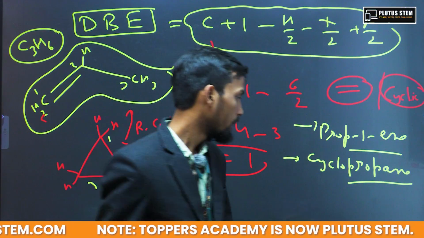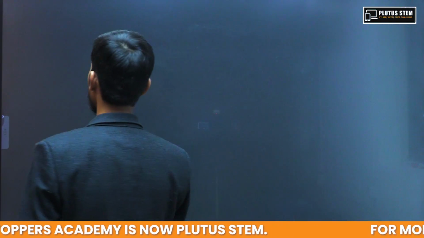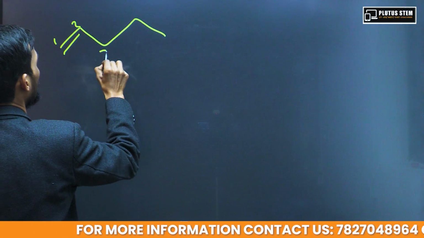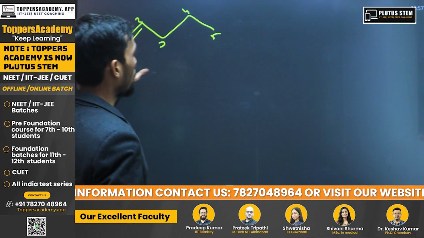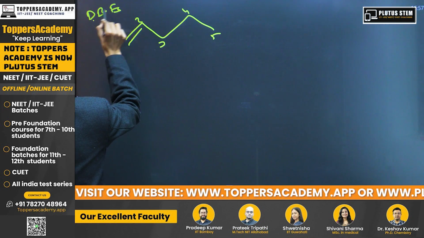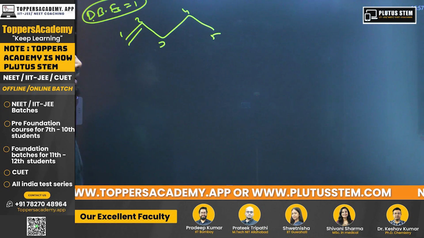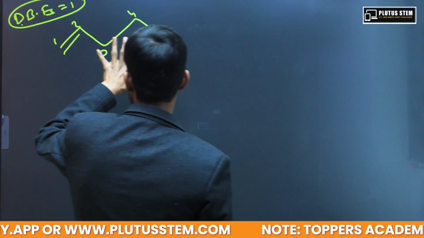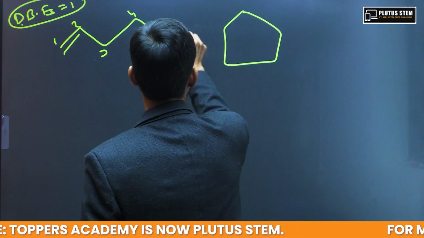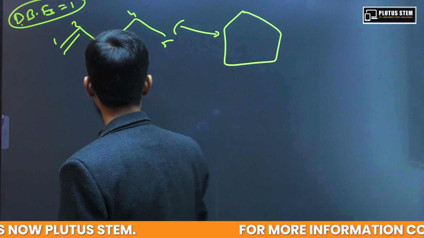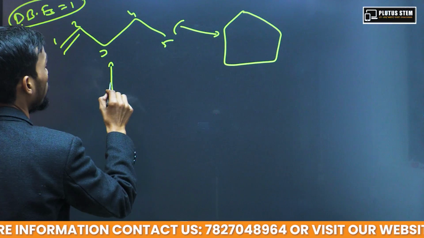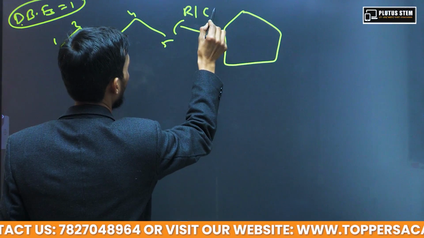We can have some more examples of ring chain isomers. With 5 carbons, if you calculate the DBE of this compound it will also be equal to 1. So 5 carbons and 1 double bond, and this can be drawn like this. These two are ring chain isomers.